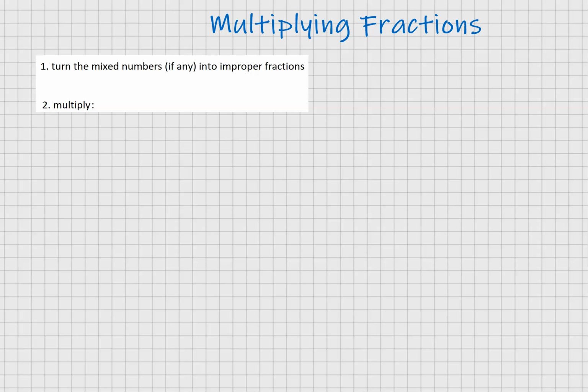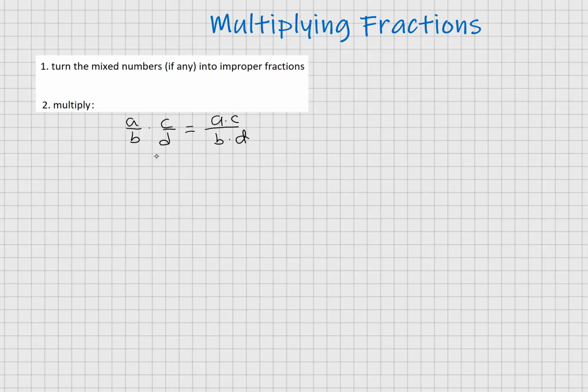Hi everyone. Today I'll remind you how to multiply fractions. Two steps are required in order to perform the multiplication. First of all, you have to turn the mixed numbers, if you have any, into improper fractions. And once you have them in the improper fraction format, a over b times c over d, you just get to multiply them. It's just a simple multiply the numerators to each other and the denominators to each other. So a times c over b times d.